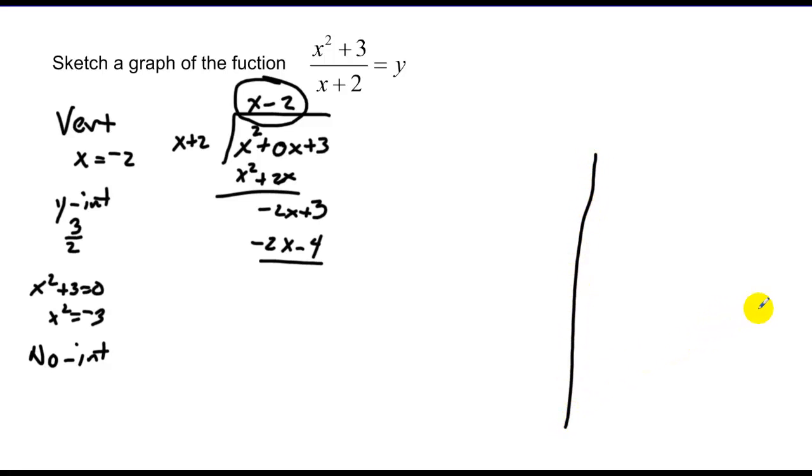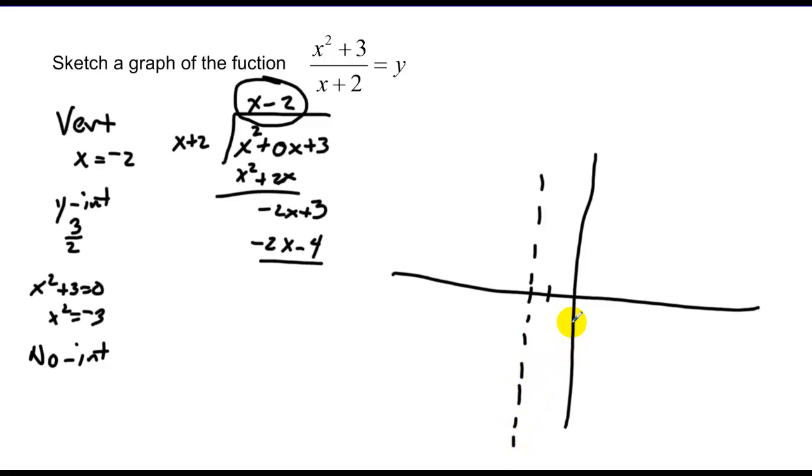Once again, draw our axes. We have a vertical asymptote at negative 2. We have our slant asymptote at y equals x minus 2, up 1 over 1.